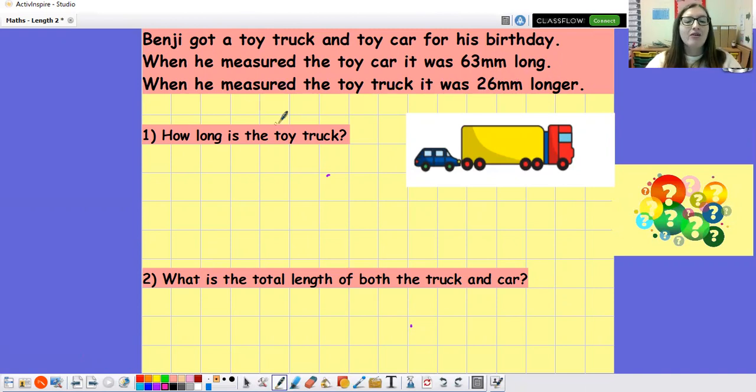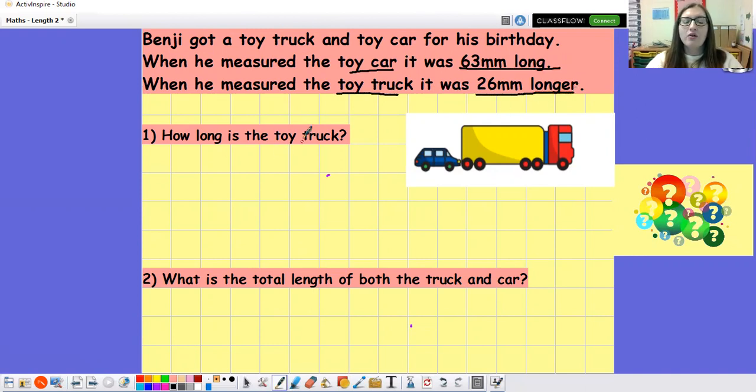Question 1 is, how long is the toy truck? Well, I should probably go through and underline all the key information. So the key information: Benji got a toy truck and toy car. The toy car was 63 millimeters long. That's important. And the toy truck was 26 millimeters longer.